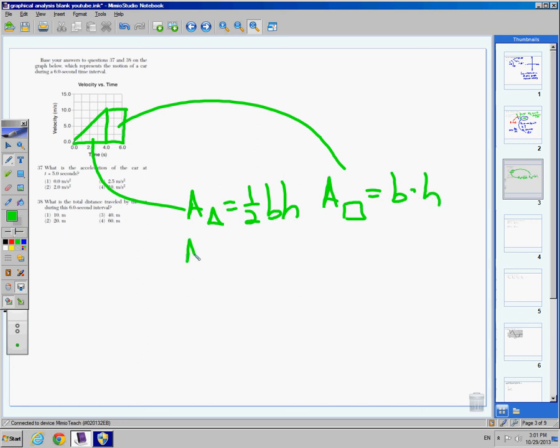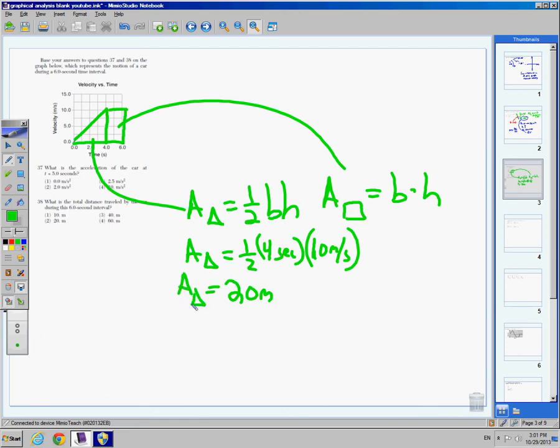So we have area of a rectangle, and it's 1/2. The base of that rectangle, I'm sorry, I apologize, of the triangle, not the rectangle. So area of a triangle equals 1/2 base times height. The area of the triangle equals 1/2, 4 seconds, which is my base, and the height is 10 meters per second. So we have here 20 meters for the area of the triangle.